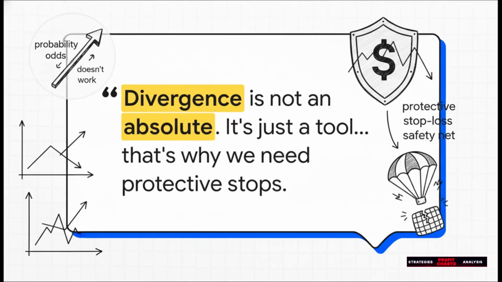And this quote just sums it all up, doesn't it? Divergence is not a crystal ball. It's a high probability tool, an edge, but it is not an absolute guarantee. And that right there is why we always, and I mean always, use a protective stop loss. It's your safety net. It's what keeps you in the game when even the best-looking setup just doesn't work out.